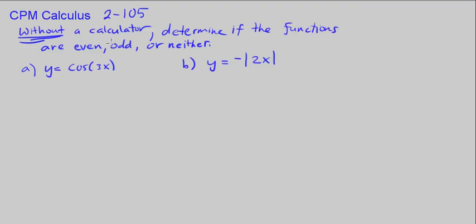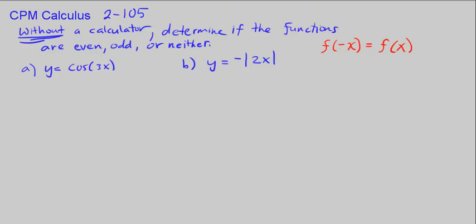Okay, so what's key here is to remember that if a function is even, we know that if we take in a negative input, we get f of x as our output. So if we get a negative input of x, it becomes f of x still.